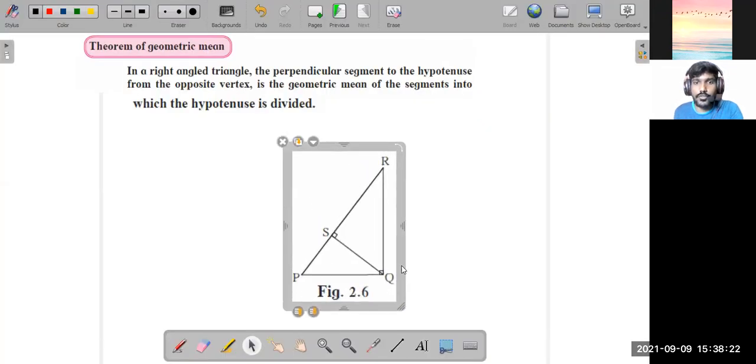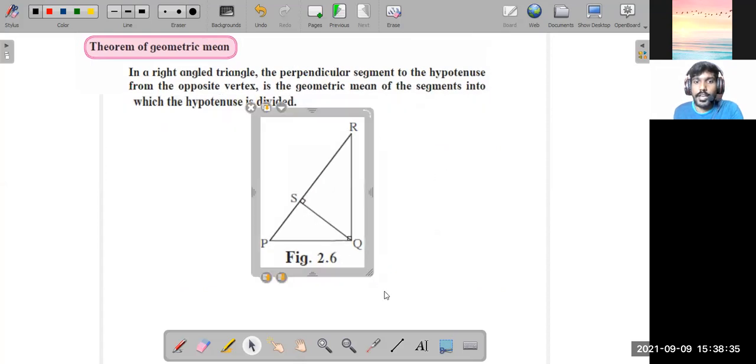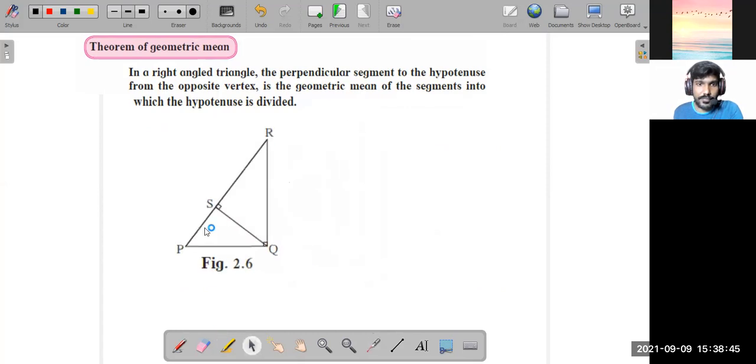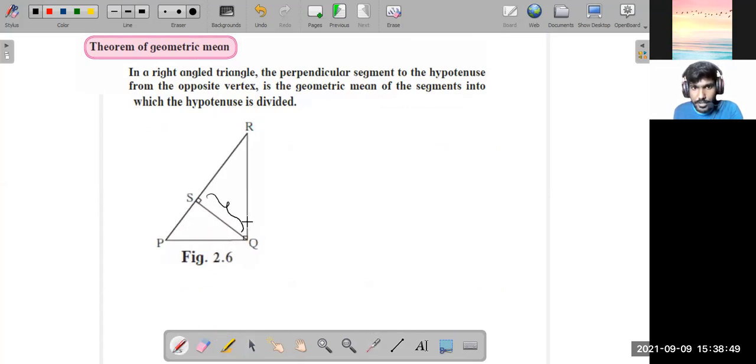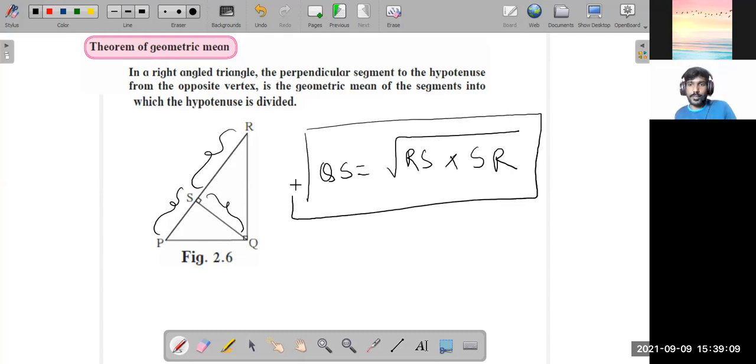Okay. Theorem of geometric mean, what this says now. In a right-angled triangle, if you draw a perpendicular to the hypotenuse, that is this altitude, then the distance of this QS will be under root of RS into SR. Okay, so the length of the altitude will be root of RS into SR. That's it in this geometric mean theorem.